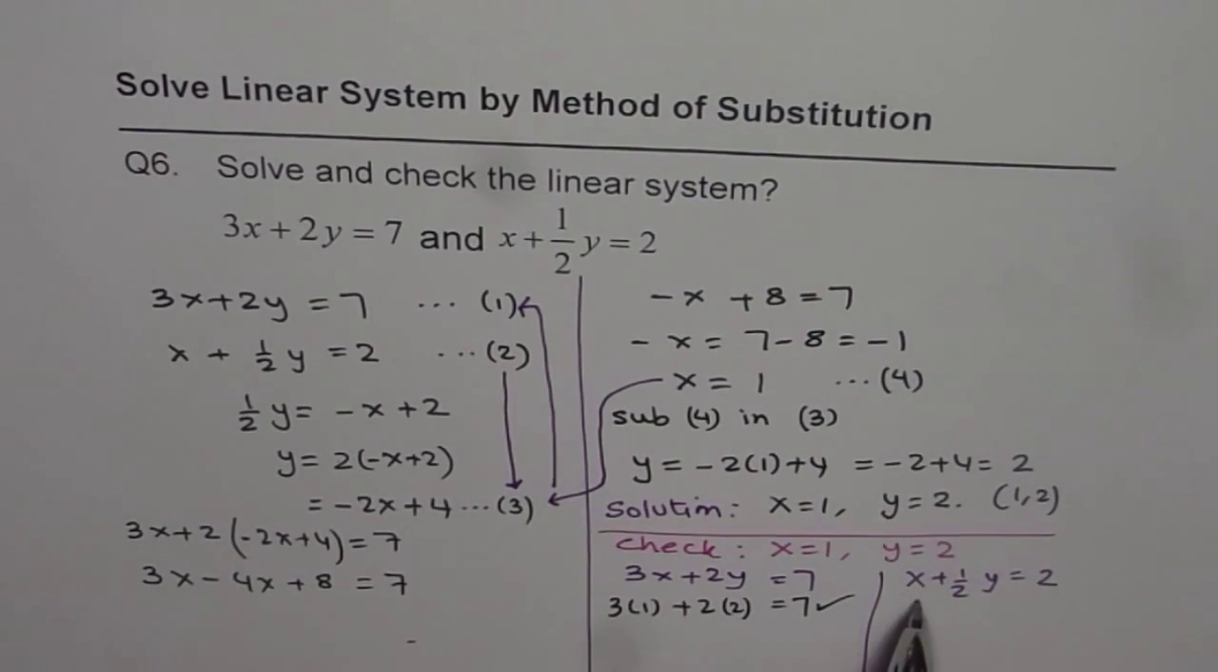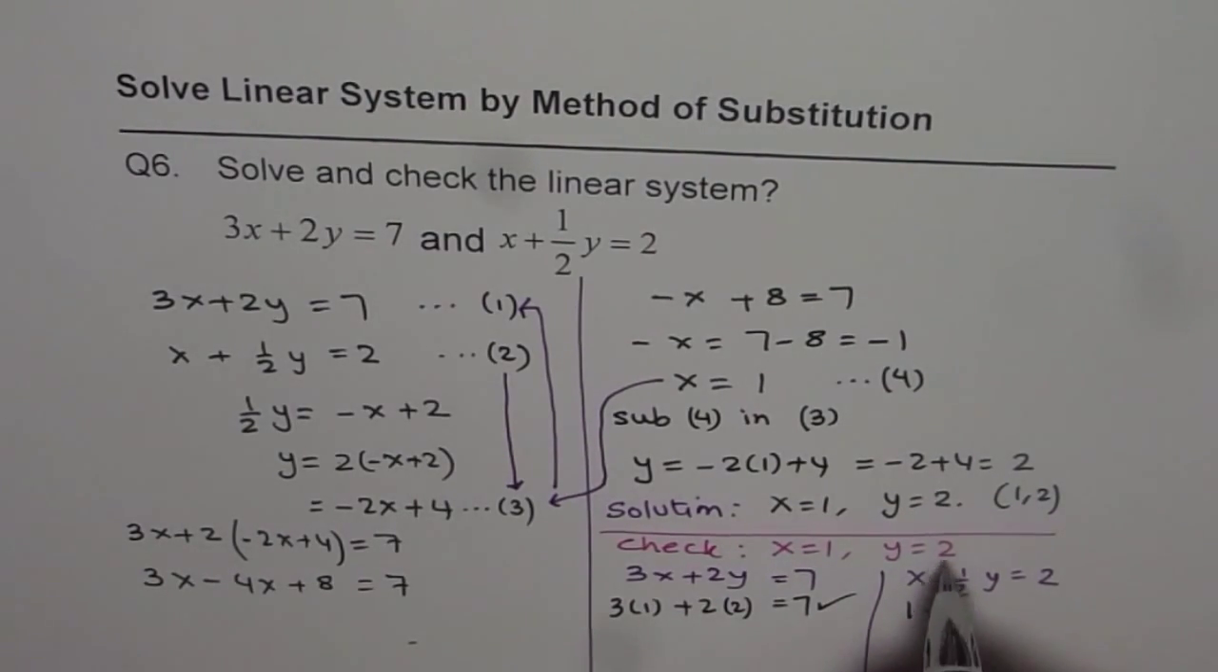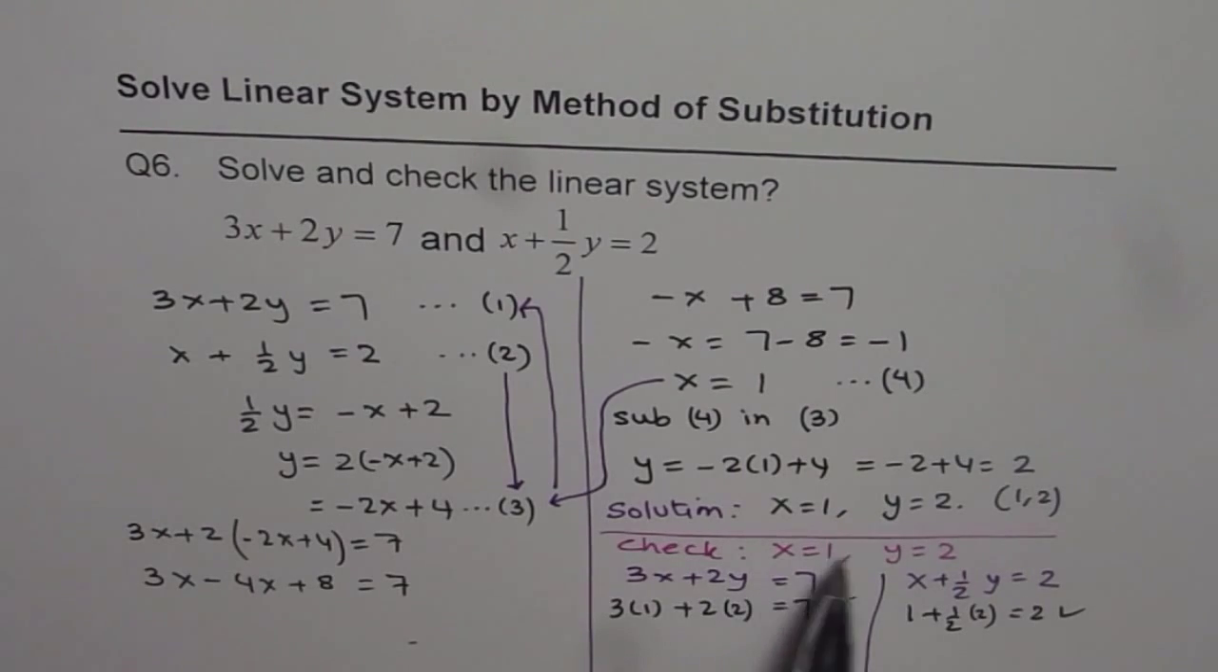If I do the same thing in equation 2, x is 1 plus half of 2, right? Half of 2 is 1. So 1 plus 1 is 2, so that is also correct. That shows that these values satisfy both the equations and therefore they are truly the correct solution for the given system. That is how we have to do questions like this.